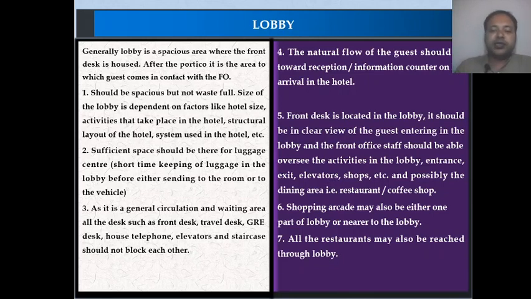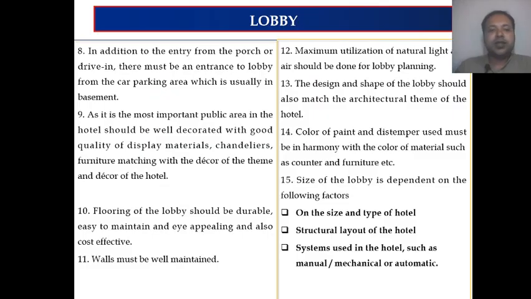All the restaurants may also be reached through the lobby. In addition to the entry from the porch or the drive-in, there must be no other entrance to the lobby, because after a guest reaches the basement of a hotel and departs from the car, definitely they try to walk into the hotel without getting any constraints.